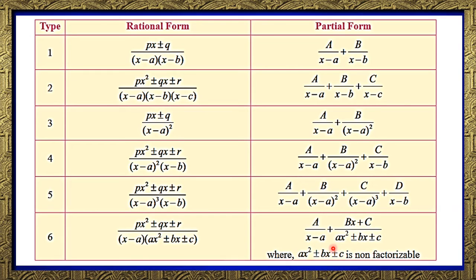In this case, we will rewrite the integrand as a upon x minus a plus bx plus c upon the quadratic polynomial. Bx plus c is a linear factor and the denominator contains the quadratic polynomial which is given in the denominator. We will solve this equation to find the values of a, b and c, where ax square plus or minus bx plus or minus c is non-factorizable. If it is factorizable, then we can use the previous methods. It is not factorizable. That's why we use this method.